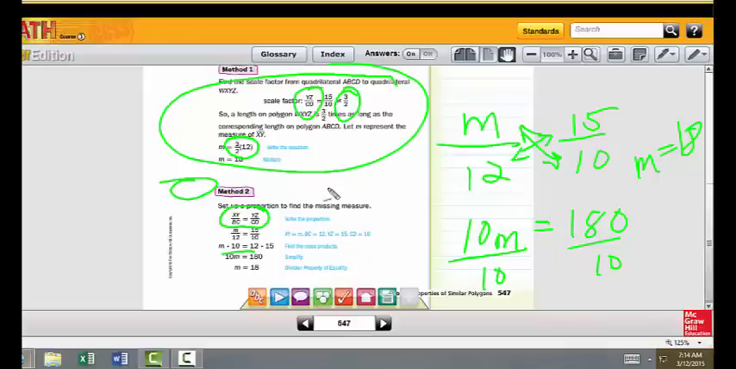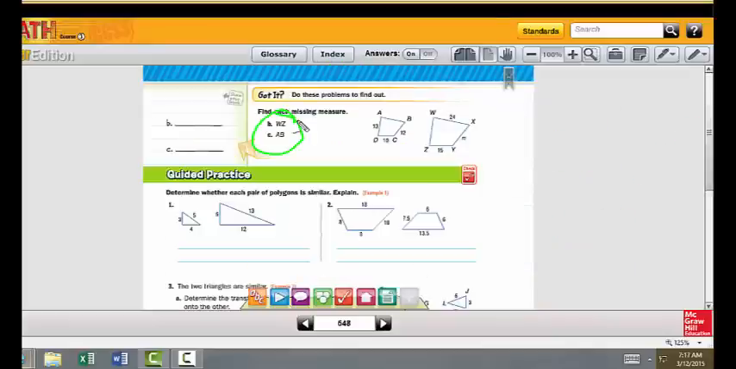Just ask yourself when you're done, did you get a bigger or smaller number, and was that what you were looking for? And then the other way, of course, to do it is to set up a proportion and then use cross multiplying in order to solve your proportion. Please press pause and do letters B and C.